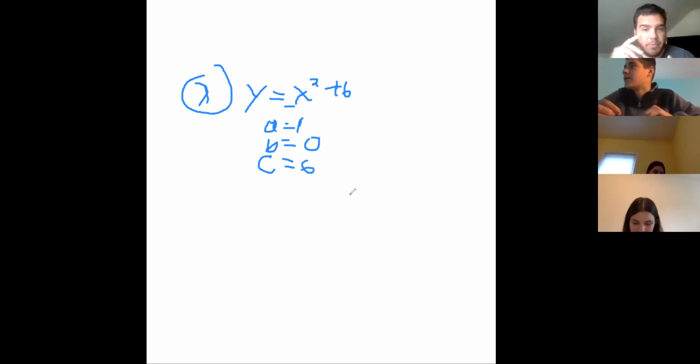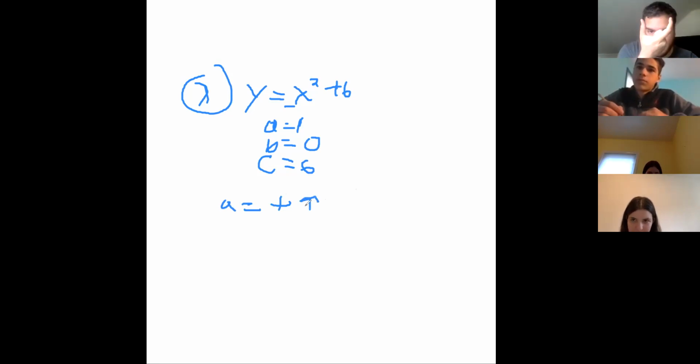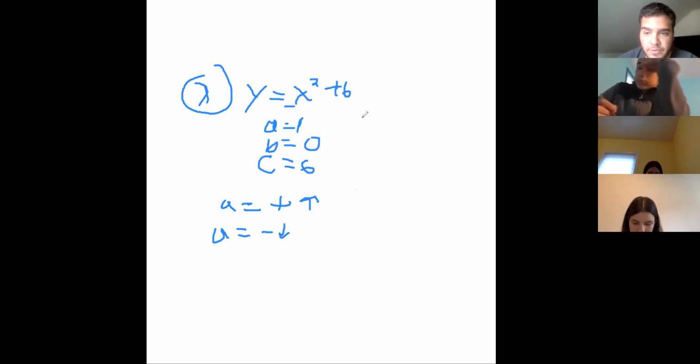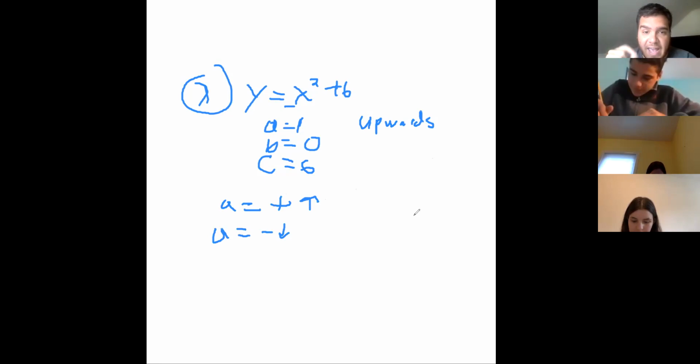Okay, so the first part of the question is to tell us whether it opens upwards or downwards. We can tell something opens upwards when A is positive. So when A is positive, it points upwards, or it's U-shaped, you could say. If A is negative, it opens downwards. In this case, it's positive 1, so it opens upwards. That's the answer.